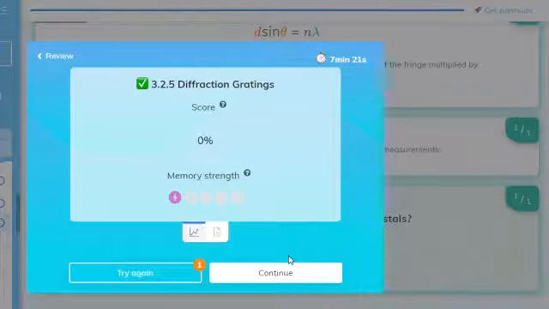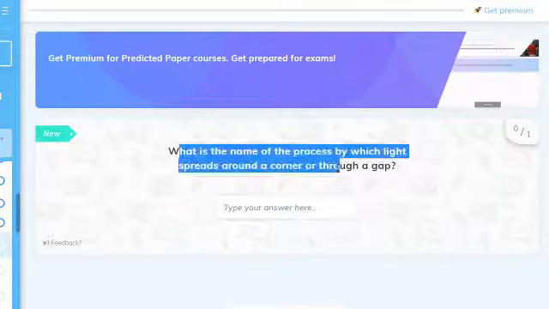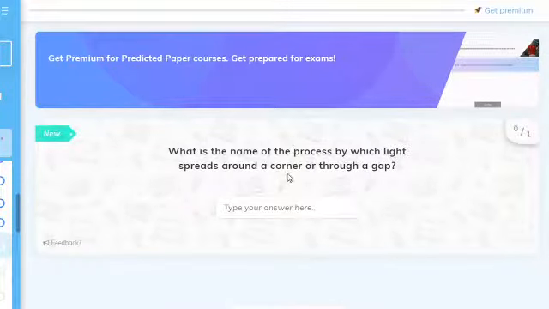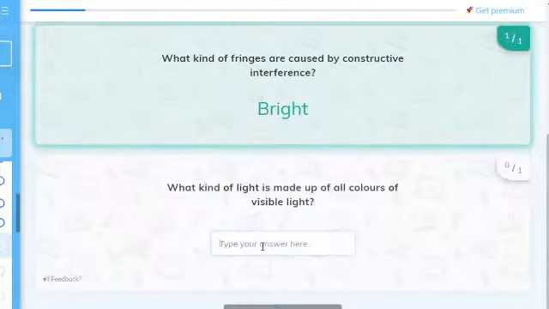So now the end of topic test on diffraction. What is the name of the process in which light spreads around a corner or through a gap? Diffraction. Simple. What kind of fringes are caused by constructive interference? These are light, bright fringes. What kind of light is made up of all colours? White light.